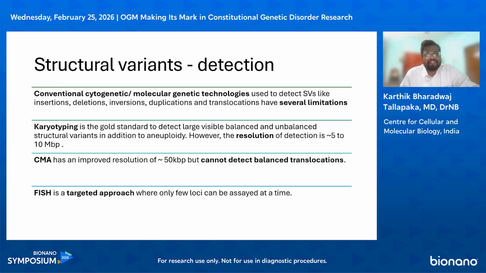So structural variations, as you must be knowing, are an important cause of genetic diseases. And the traditional methods for detection of structural variants have several limitations. Karyotyping has a lower resolution, though it can detect large, visible, balanced and unbalanced structural variations. On the other hand, chromosomal microarray has improved resolution, but it cannot detect balanced translocation. FISH is a targeted approach where only a few loci can be assigned at a single time.